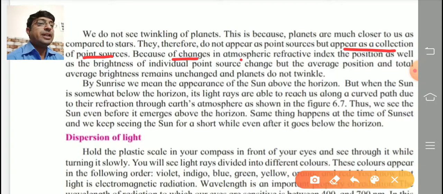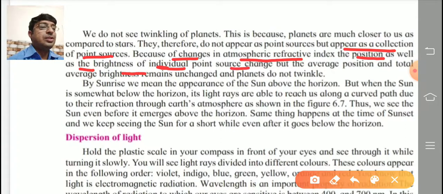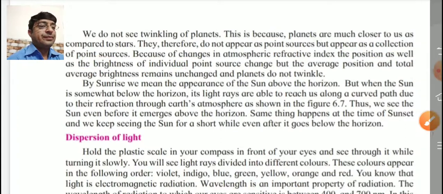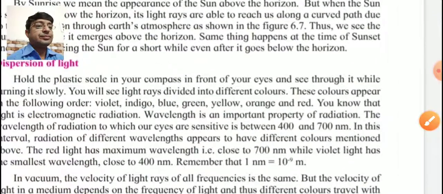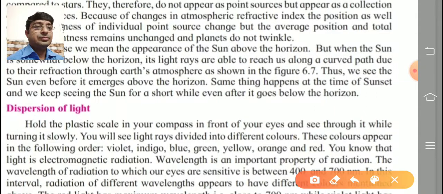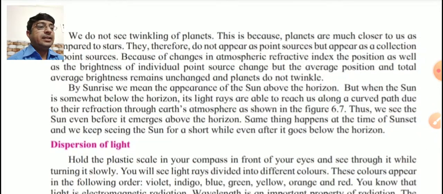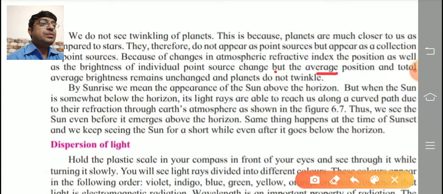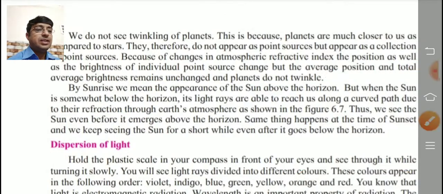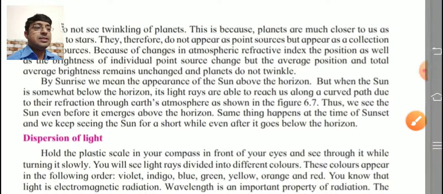Because of changes in atmospheric refractive index, the position as well as brightness of individual point sources change, but the average position and total average brightness remain unchanged, and that's why planets do not twinkle. Next one, one more question about the sunrise and sunset.